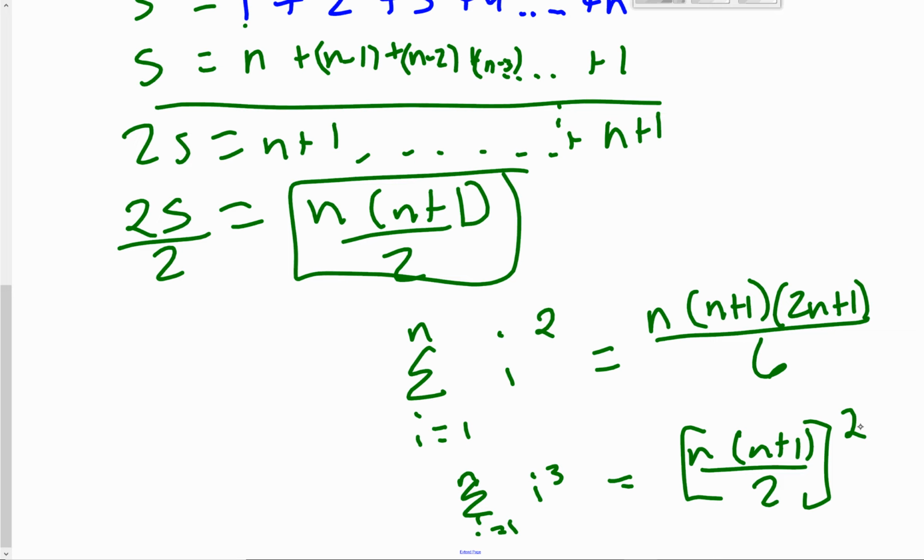And then we went through some sum rules that said, hey, if we have a sum of a_i plus b_i, we can just separate that into the sum of a_i plus the sum of b_i. Same thing with the subtraction.